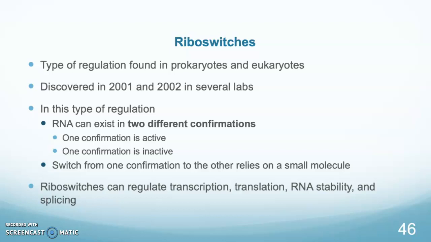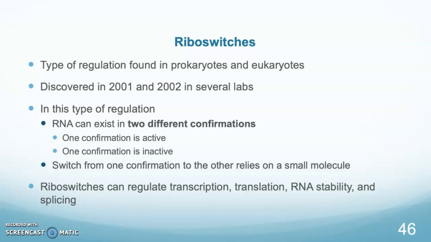So riboswitches, the two that we're going to go over at least, regulate transcription and translation, although they can also play a role in regulating RNA stability. So they can actually make an RNA less stable if the organism is not wanting it to be translated, which means that it gets degraded. And they can also do splicing.